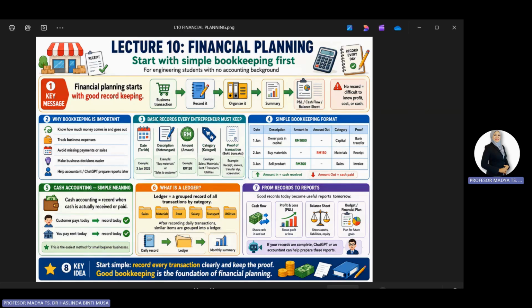So what I'm trying to say here is that financial planning will help you decide how much money is needed for you to start the business. Where will the money come from? How much cost is involved? How much sales are needed? When will the business break even? Can your business survive and can you make profit? But to answer all these questions, you need the data. So bookkeeping gives you the data. That's all I'm trying to say.